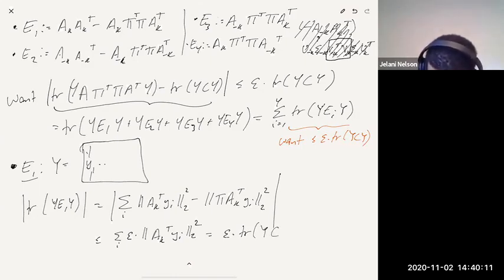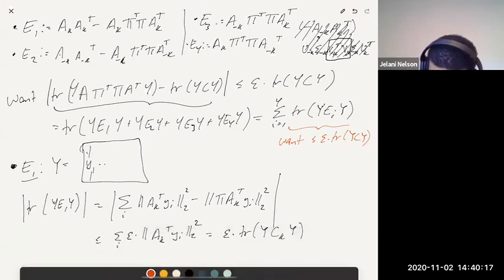Y, I'll call it CK, Y, where CK now is, remember, C is equal to AA transpose. So CK, what I mean there is basically AK transpose. Okay. And this thing is at most epsilon times the trace of YCY.